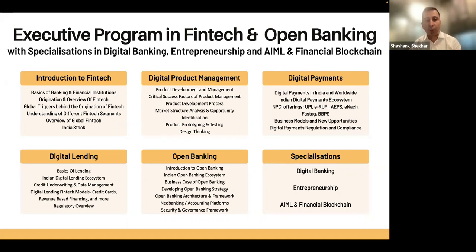And open banking, we look into the different dynamics of open banking, how the open banking architecture works, what neo banking is, and what embedded finance is. We look into that in more detail. And the specializations I already spoke about: entrepreneurship, digital banking, and blockchain, which we go into in more detail.